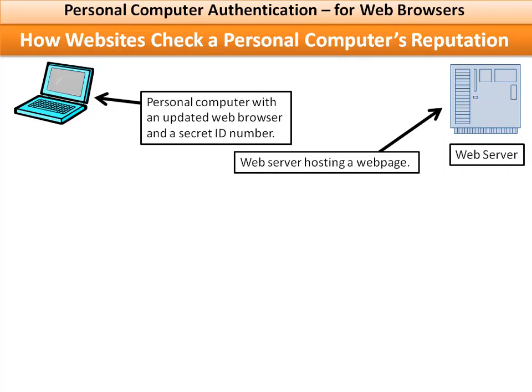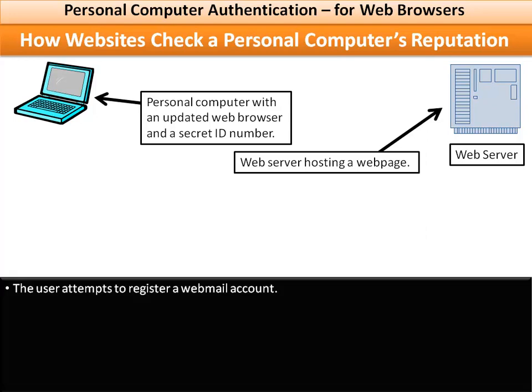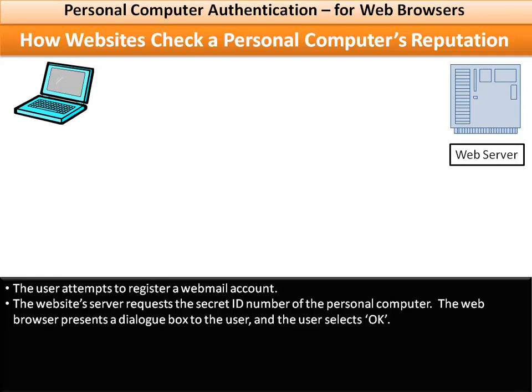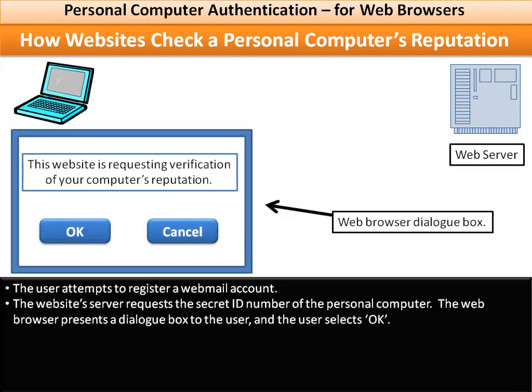And now I'll explain how the update for web browsers will work. Let's say a user attempts to register a webmail account. Well, the website server will request the secret ID number of the personal computer, and up on the user's web browser, a window will pop up, and it will say, "This website is requesting verification of your computer's reputation."